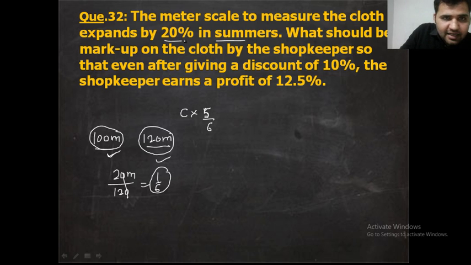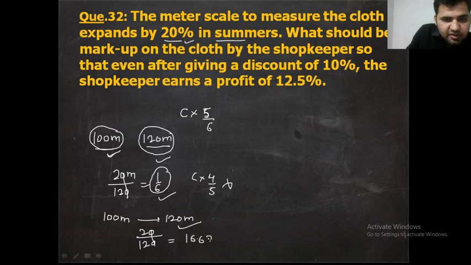Some students, looking at it, take the multiplying factor of a 20% scale extension as 4 by 5, but then again you will get the answer wrong. A 20% scale extension will give you a loss of 1 by 6, that is 16.67%. How? Because the shopkeeper will charge you for 100 meter, and 120 meter of cloth will go out of his pocket, right? So a loss of 20 meter happened, and what was the shopkeeper's investment? 120 meter. So 1/6, that is a 16.67% loss, which is 1/6, right? So a 20% scale extension will give you a loss of 1/6, so the selling price would be 5/6 of the cost price.